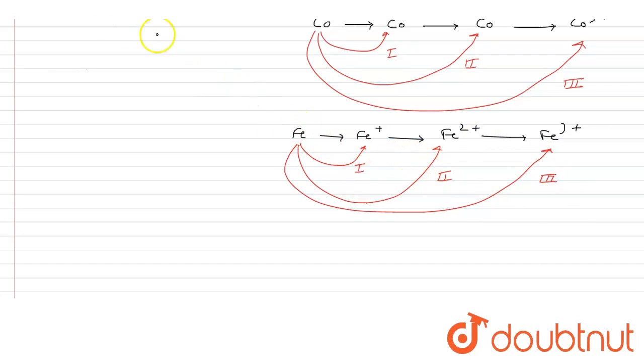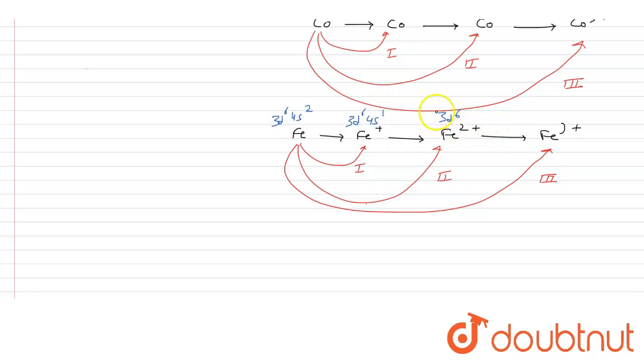You can see the electronic configuration of iron is 3d6 4s2. If I lose one electron, it becomes 3d6 4s1. And if I lose another electron from here, it becomes 3d6.